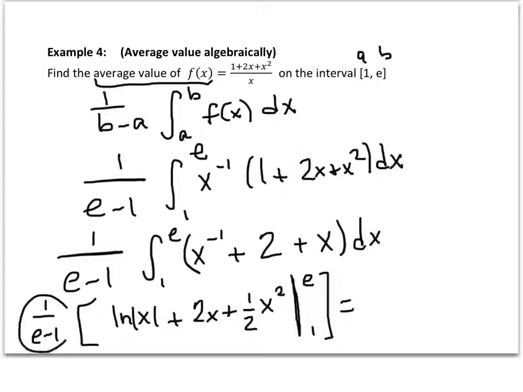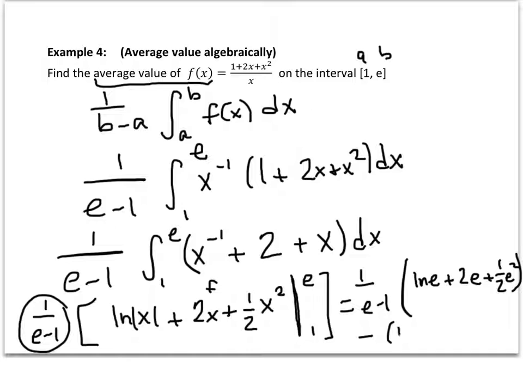Still going to leave this guy out front. Haven't done anything at all with him yet. I'm just going to leave him hanging out there. Now I'm going to plug in, this is f. Here's b, here's a, so I'm going to plug in f of b. The natural log of e plus 2e plus 1/2 e squared minus, and I'm going to plug in 1, the natural log of 1 plus 2 plus 1/2.